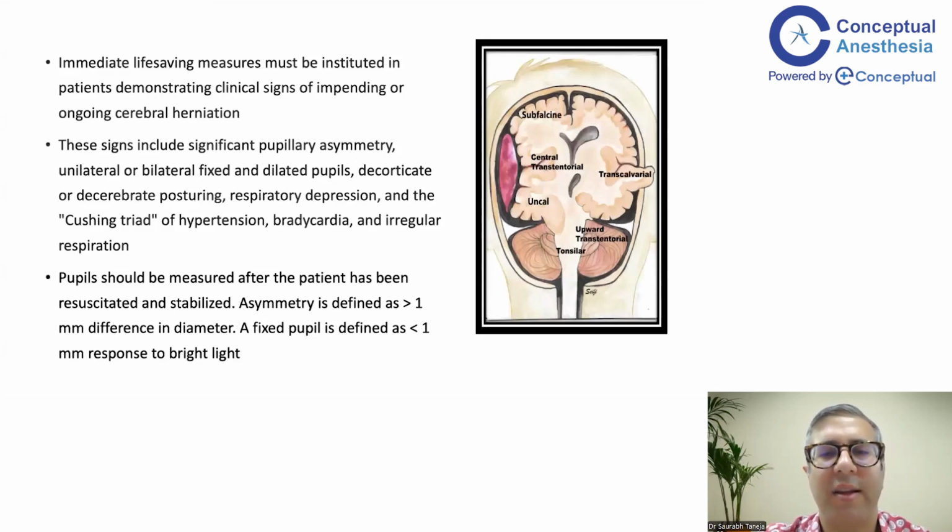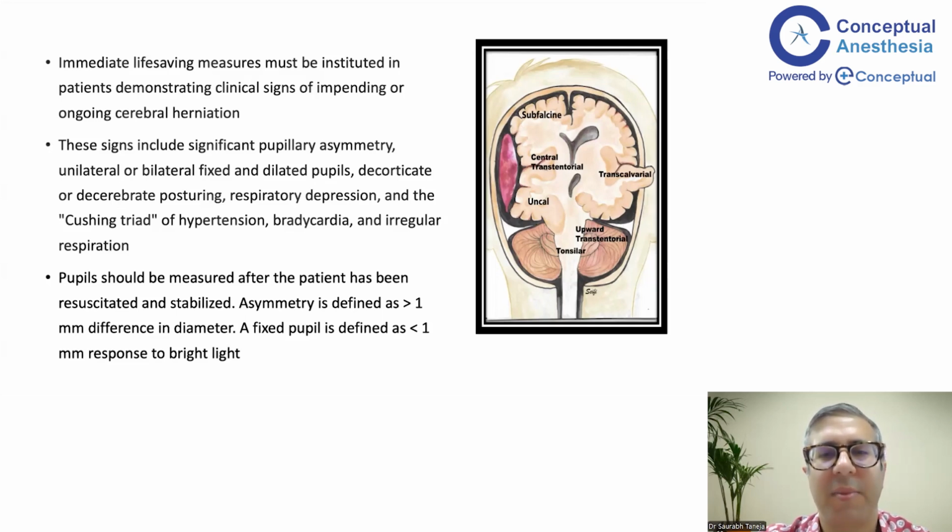So when you think that the patient can have herniation, this is showing a bleed which can lead to herniation. So what are the signs of herniation that we have to keep in mind? It can be pupillary asymmetry. The pupil should be measured after the patient has been resuscitated and stabilized. Asymmetry is defined as more than 1 millimeter difference in the diameter. A fixed pupil is defined as less than 1 millimeter response to bright light. The pupil usually constricts to bright light, so when there is no response or less than 1 millimeter response, that means the pupil is a fixed pupil.